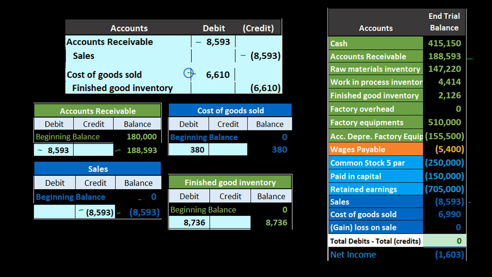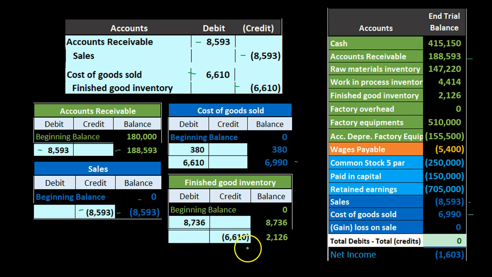And then we've got the cost of goods sold. It started at 380. That's just the closing out of the factory overhead to make it 0 at the end of the time period, remember? And that happened in a prior presentation. And then we're going to say that this 6,610 is going to bring the balance up to 6,990. So there's our 6,990. Here it is on the trial balance. And then we've got the finished goods. The finished goods started at 8,736. It's going to go down by 6,610 to 2,126. That 2,126 is also found on our trial balance.